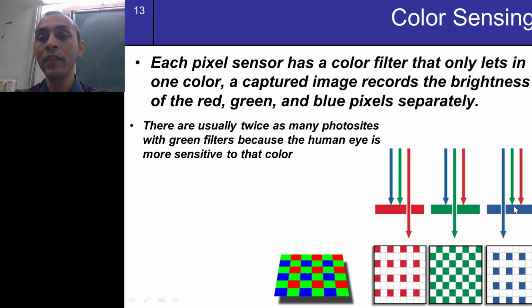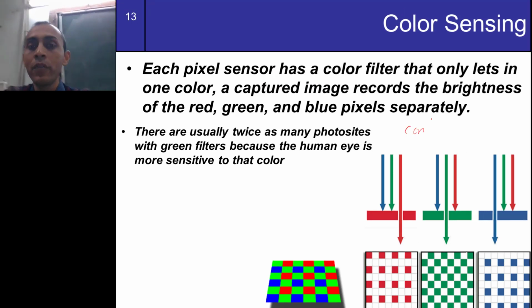So normally there are three color filters which are applied: red, green and blue, because in our eyes, as we said, there are two types of sensors which are called cones and rods. Cones are responsible for color perception. And among cones, we will find that there are three types of cones.